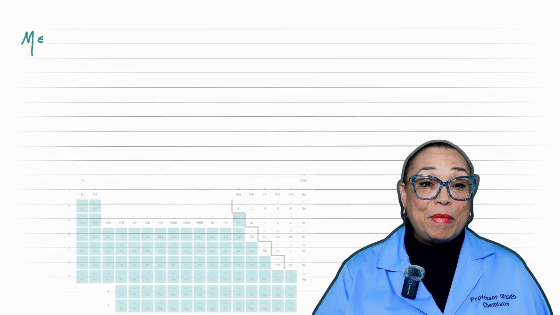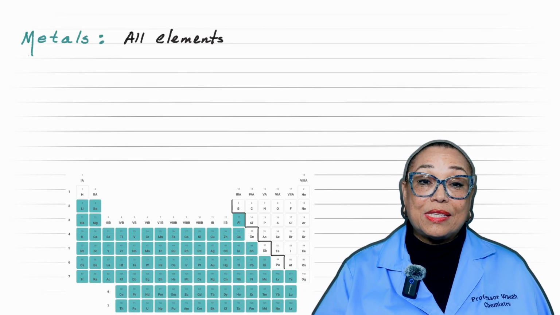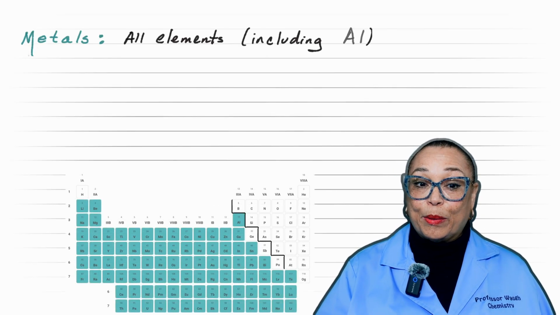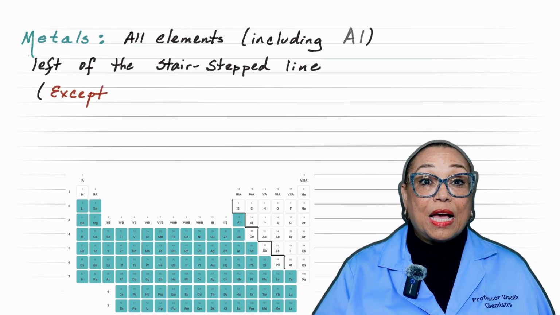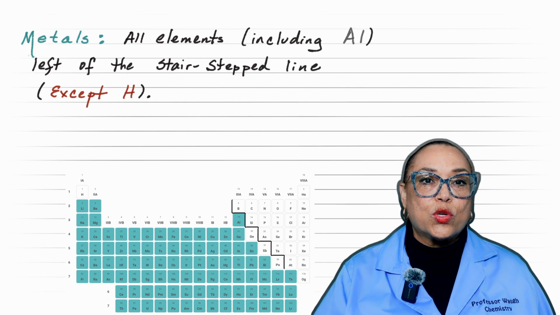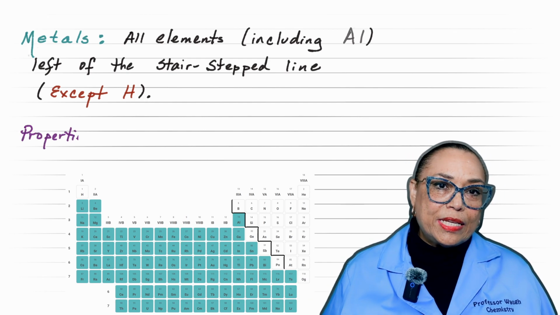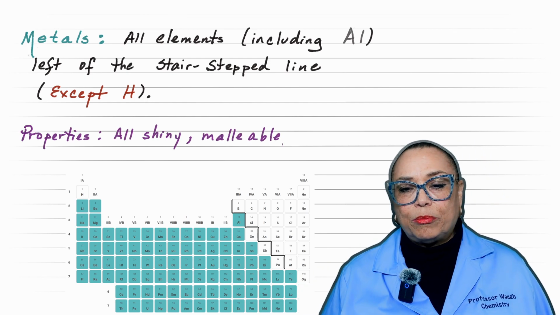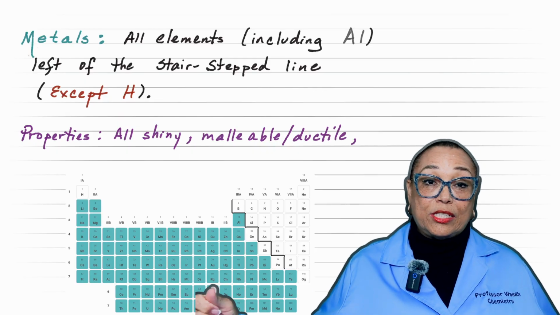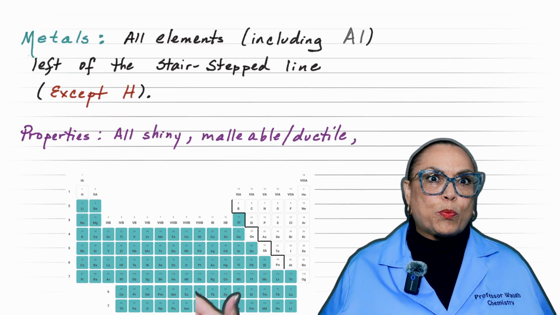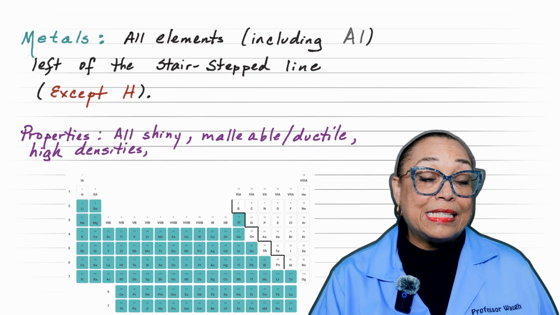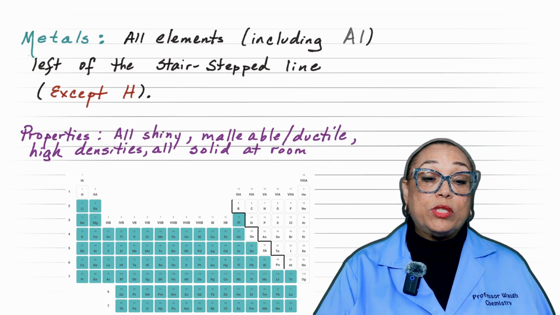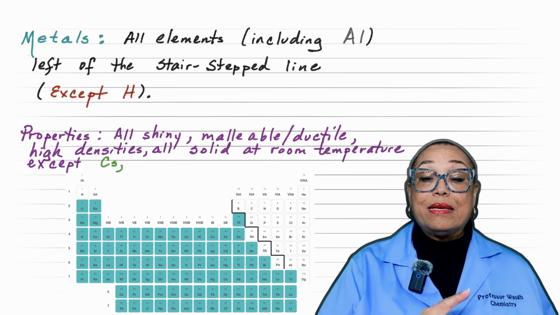Now let's talk about metals. All elements, including aluminum, left of the stair-step line, except hydrogen. Those are the metals. Now, their properties are that they're all shiny, they're malleable, ductile. You can draw them into strings and stuff, make those pretty gates that my neighbors have. They have high densities. All are solid at room temperature except cesium, francium, mercury, and gallium.